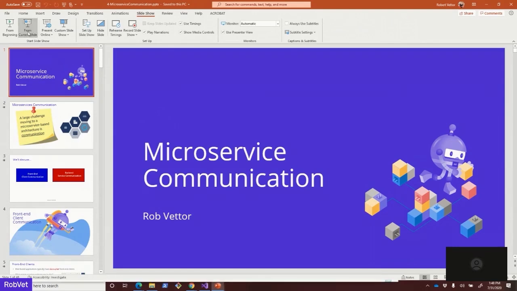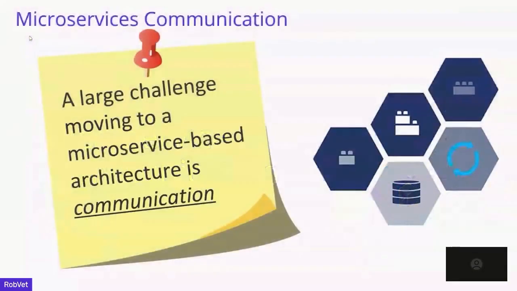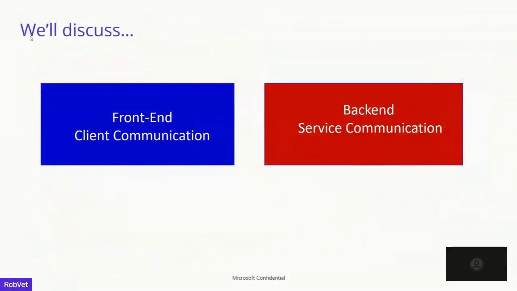So let's talk about communication, because again, a large challenge, like we said earlier, to moving to a microservice-based architecture is communication. So we'll talk about really two aspects of it. We'll talk about front-end client communication. How do our mobile apps and our web apps and our desktop apps communicate with microservices? And then we'll move into the back-end service communication. How do back-end services do that as well?